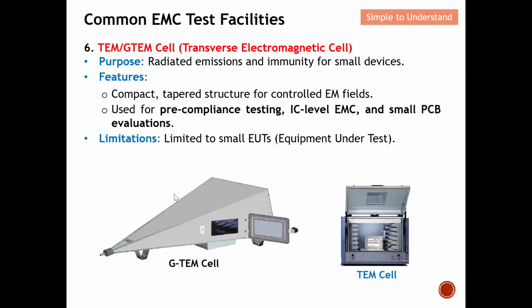Next, on the sixth, which is the TEM or GTEM cell. Basically, this is again only for radiated emission and immunity, but for very small devices. The device that you are going to test needs to be very small. Key feature, they are compact. They have this taper structure, as you can see from this GTEM cell here, for controlling the EM field.